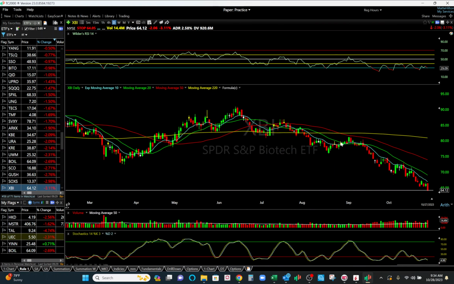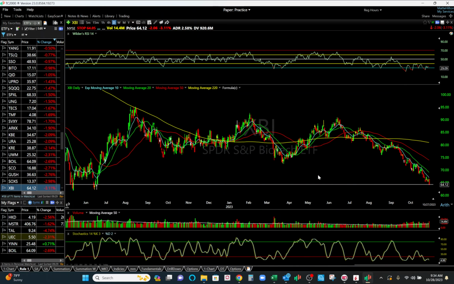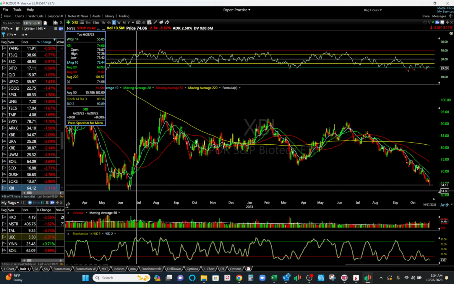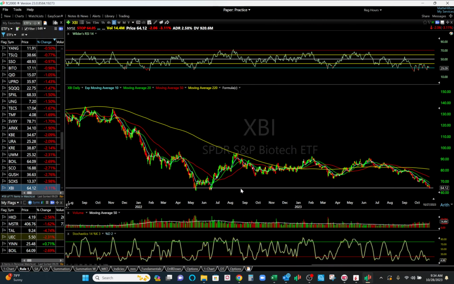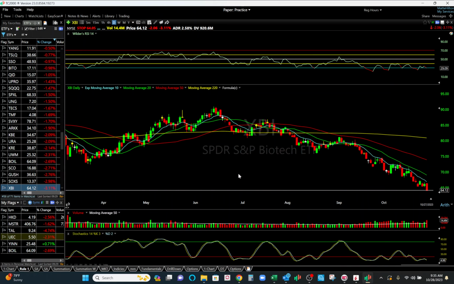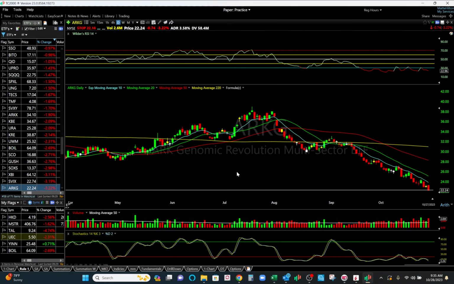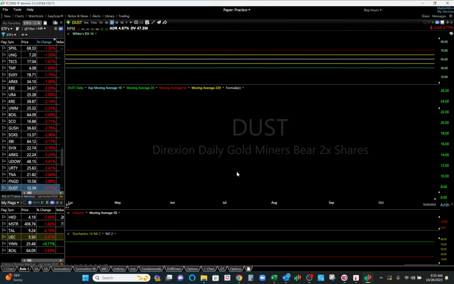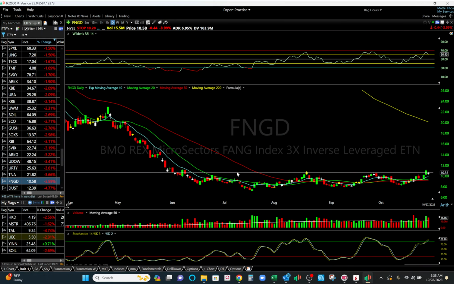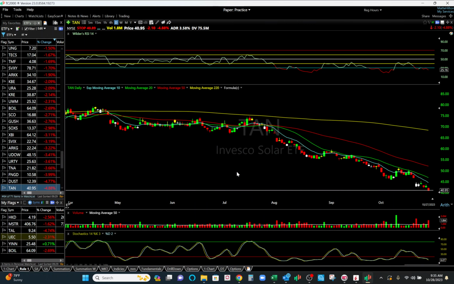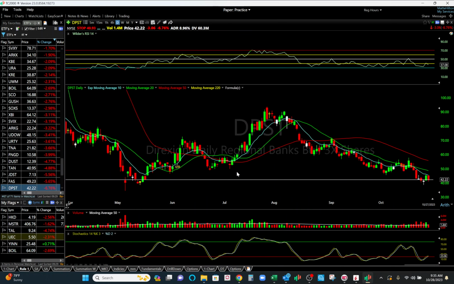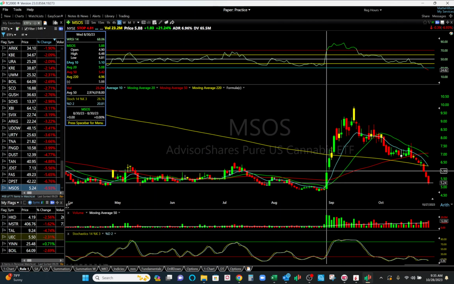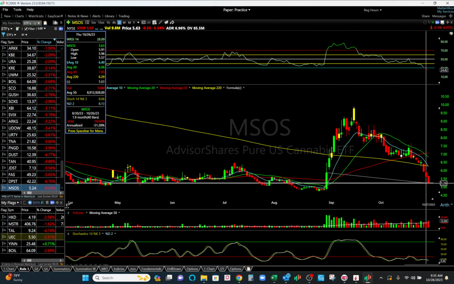XBI, biotech, this looks very, very weak. The only thing that even looks like it might stop is we're starting to hit support right in here. Who knows though? I mean, weed goes up, pulls all the way back. Weed ETF.